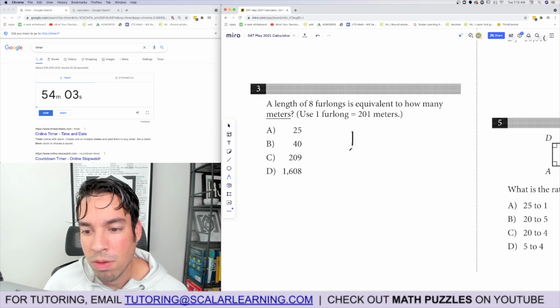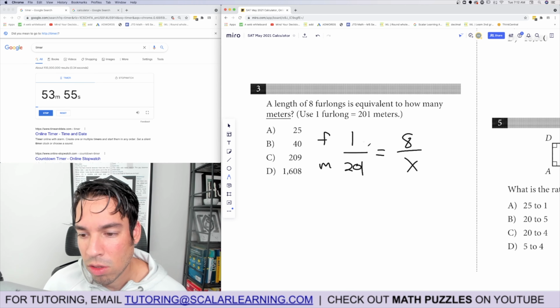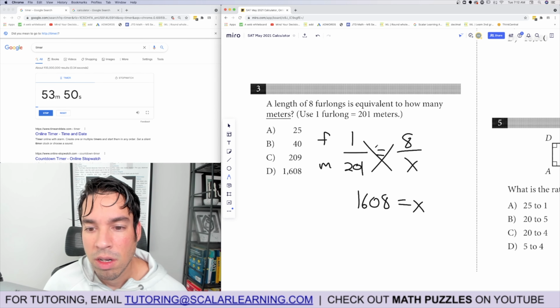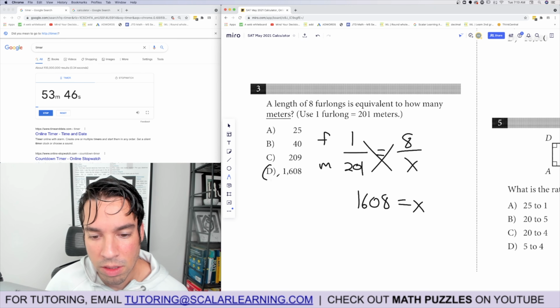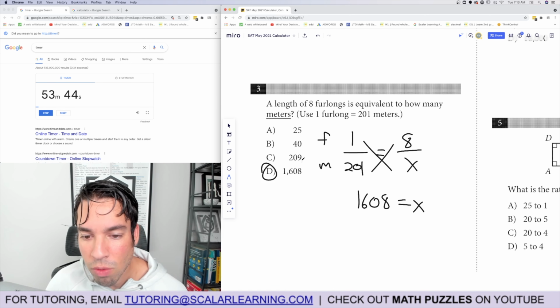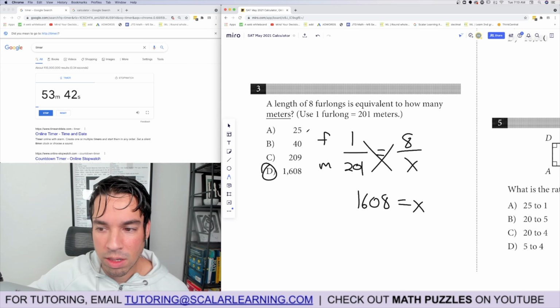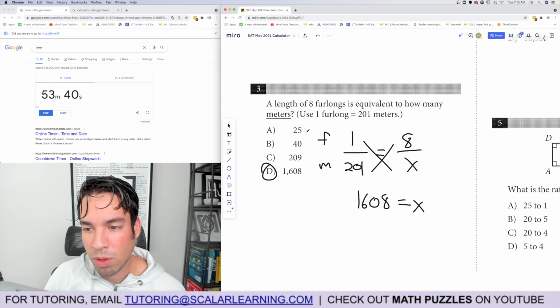Number 3, a length of 8 furlongs is equivalent to how many meters? Okay, so 1 furlong is equal to 201 meters, and now they want to know how many meters 8 furlongs is. Cross multiply: 1608 equals x. Just making sure I'm not missing something, because I don't like it when these answers are so far apart. But it's got to be right. 1 is 201. Okay, we're good.